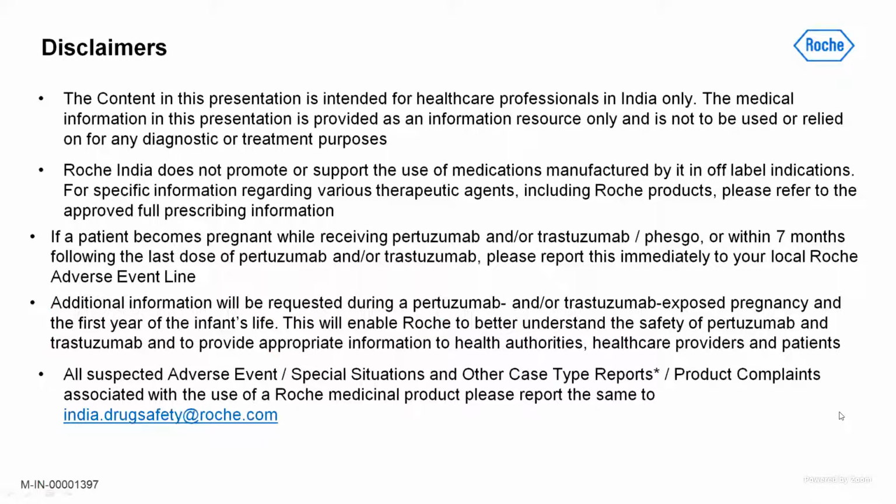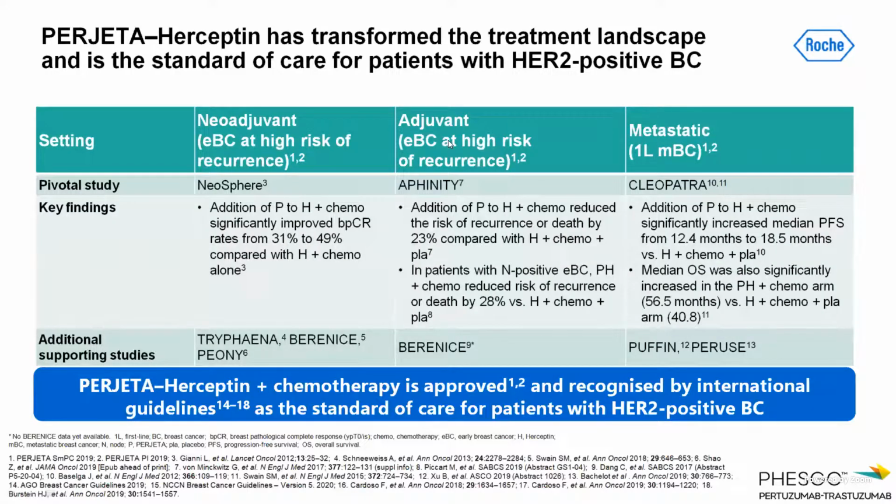Just a bit of background. We know that pertuzumab is an important drug in our armamentarium. Definitely, it is not the treatment of choice for every patient, but in the right setting, it is a good and important component in several settings. For example, in the neoadjuvant setting, that is early breast cancer or locally advanced breast cancer at high risk of recurrence, we have studies like Neosphere, Tryphaena, and Berenice, which have demonstrated that it leads to a large improvement in the pathological complete remission rate, which correlates to long-term event-free survival.